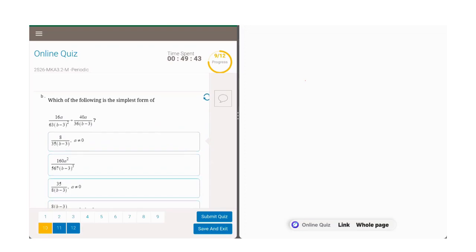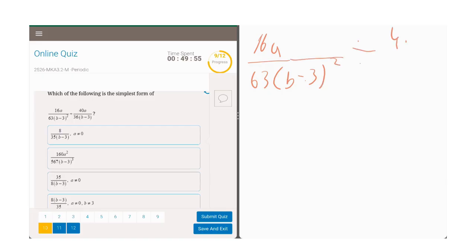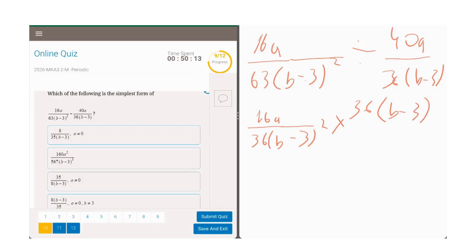For the next part of the question, we have 16a over 63(b minus 3) squared, all divided by 40a over 36(b minus 3). So to keep, change, flip, 16a over 63(b minus 3) squared multiplied by 36(b minus 3) over 40a. So we cancel out the a with the a, the (b minus 3) squared with the b minus 3. So this over here is not 36, it's 63.